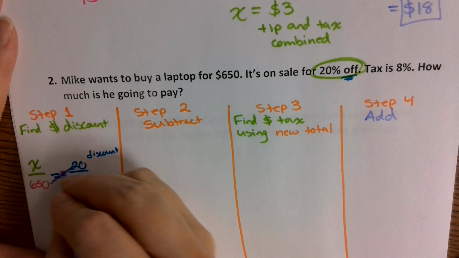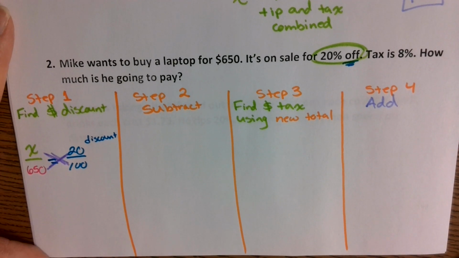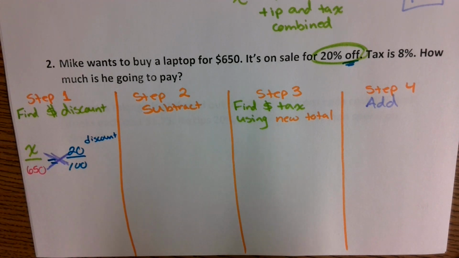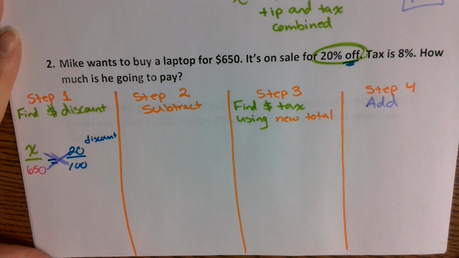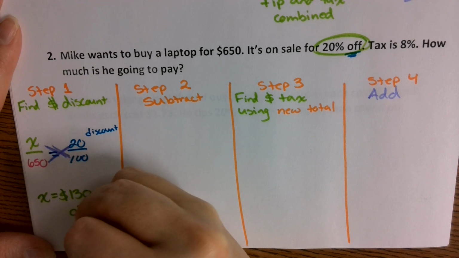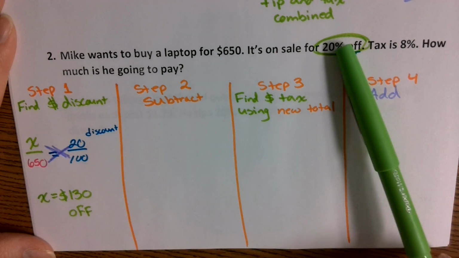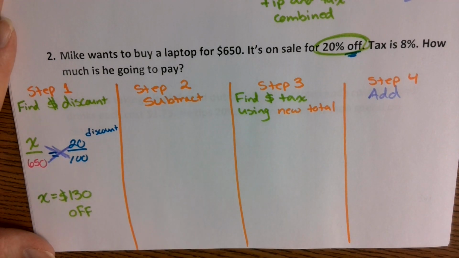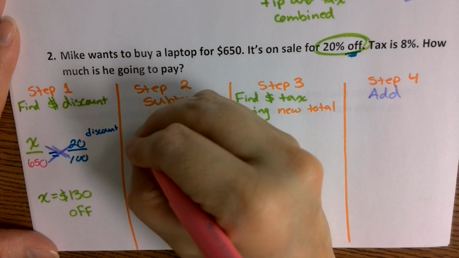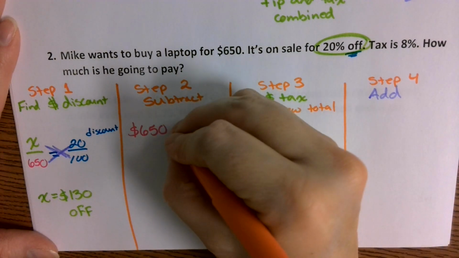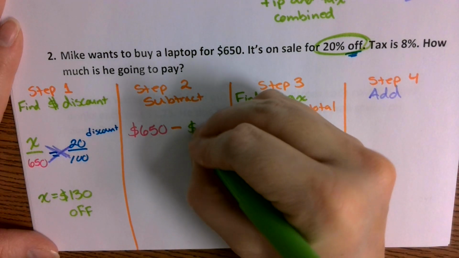I'm going to do my cross product. Do I need to show you guys how the cross product works anymore? Can we just skip on? Okay, because you guys should know by now. Multiply, multiply, divide. That's it. Multiply the diagonals, then divide, and you're done. So you are going to get that X is equal to $130 off. It was 20% off. 20% is $130 off. So now we go on to step 2. We're going to subtract. We're going to take what was originally our total of $650 and subtract our $130 off.